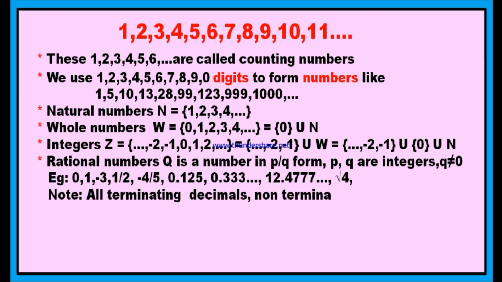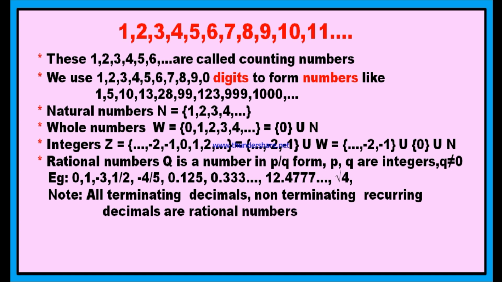Good. Note, all terminating decimals and non-terminating recurring decimals are always rational numbers. You see, I told you already. 0.125, it is a terminating decimal. 0.333 and so on, it is a non-terminating recurring decimal. And 12.4777, therefore it is 12.4 and 7 is recurring, therefore again it is a non-terminating recurring decimal. All terminating decimals and all non-terminating recurring decimals are always rational numbers.